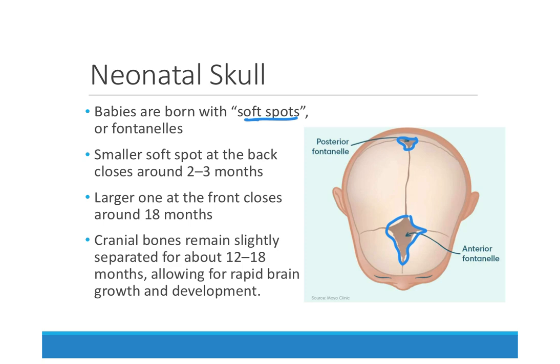And these soft spots are there so that the skull itself can change shape if it has to pass through a narrow birth canal. So some babies come out with more of an elongated head instead of a round head, just because of the amount of pressure that was put on the skull sliding out during the birthing process. These soft spots, as long as they're not punctured with any kind of sharp object, will not be a problem, and they will close. The smaller one in the back closes at about 2 or 3 months of age, and the larger one in the front is usually closed by 18 months.